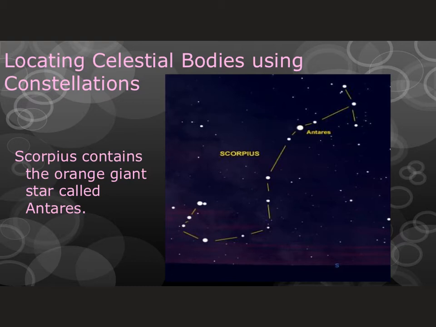So, locating celestial bodies using constellations. Scorpius contains the orange giant star called Antares. So here it is. You're going to want to know that. Here's the head of the body where the pincers come out. You've got the body here. You've got this cool tail. And then here's the little stinger. That's more like a crab claw. There you go. So cool stuff, right?